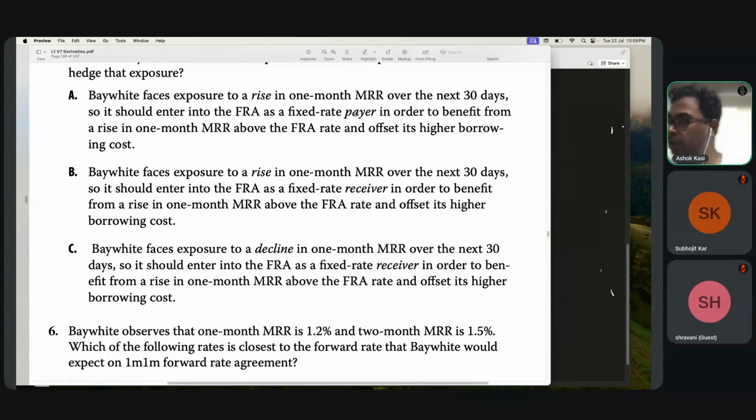It should enter into the FRA as a fixed rate payer in order to benefit from a rise in 1 month MRR above the FRA rate and offset its higher borrowing cost. Only in A they'll be able to offset it, right? In B it's not possible. Because if the rates are going to go high, they'll receive a floating rate from their clients, so they'll receive higher interest compared to a fixed rate of interest, right? And now they are fixing the interest they're going to pay. So they can benefit, right?